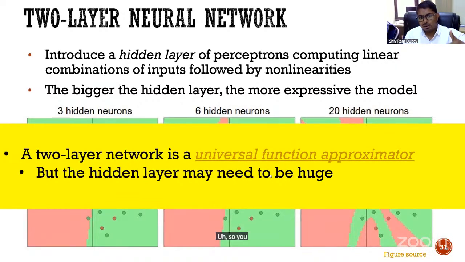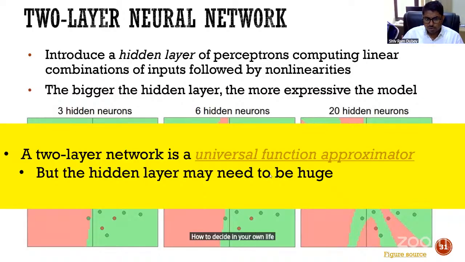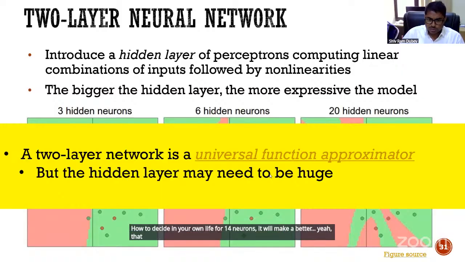So you have taken a neural network, suppose with 100 neurons, and you are getting underfitting or overfitting. Based on that, you can decide whether to go with fewer neurons or more neurons. How to decide the hidden neurons, like whether 40 neurons will make it better? Yeah, that's what we just discussed. That depends upon the complexity of the problem.